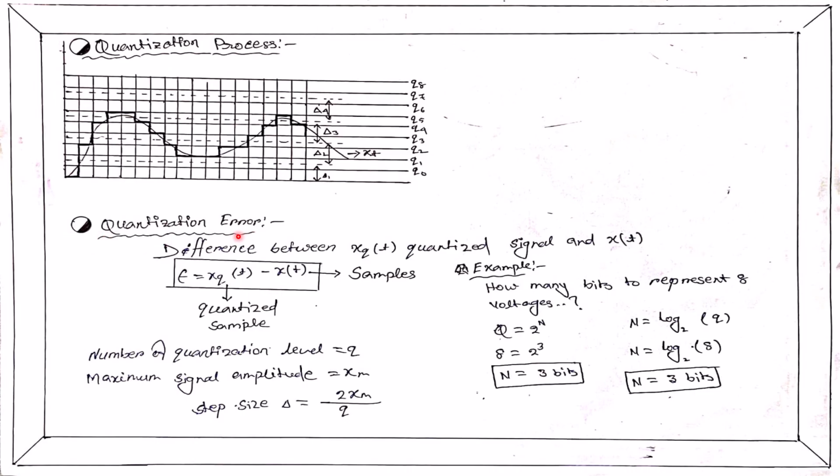Next, quantization error. This is the difference between x_q(t), the quantized signal, and x(t), the original signal. If the number of quantization levels is Q and the maximum signal amplitude is Xm, the step size is del equal to 2Xm by Q. Example, how many bits are needed to represent 8 voltage levels? We know Q equal to 2 to the power n. For Q equal to 8, 8 equal to 2 to the power 3, then n equal to 3 bits. We can also do this using the step size process.